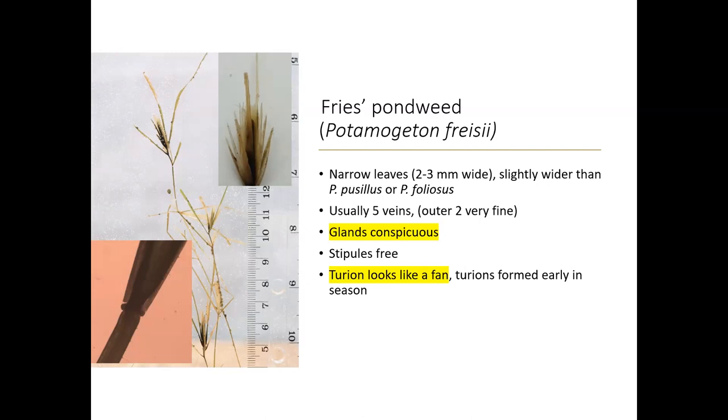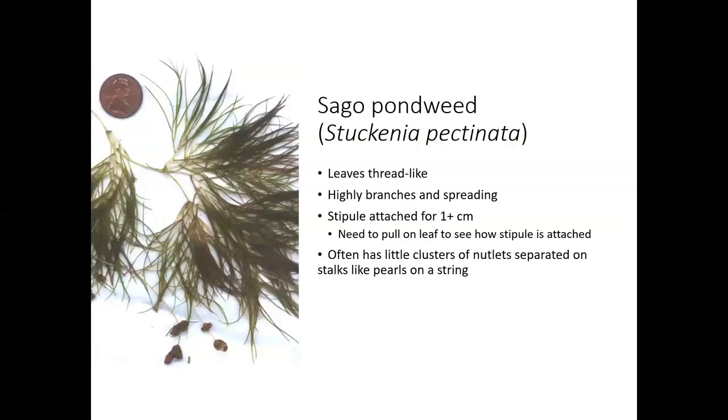The stipules are free. A really good characteristic for this is that the turion looks kind of like a fan. You can see that inset there, that the leaves of this turion are kind of spreading, and so it looks almost like a fan, and it does form these turions fairly early in the summer, at least probably by mid-July, and so you can often see them. So that's very distinctive. And then there is another bottom picture.